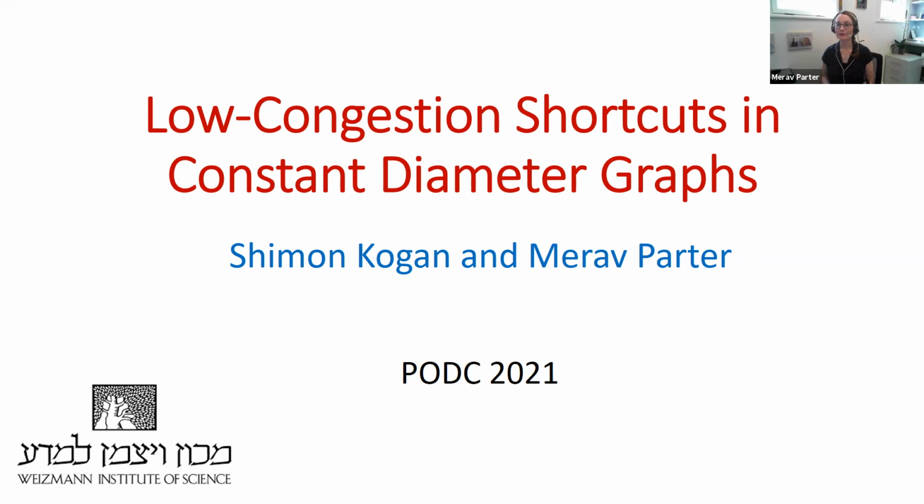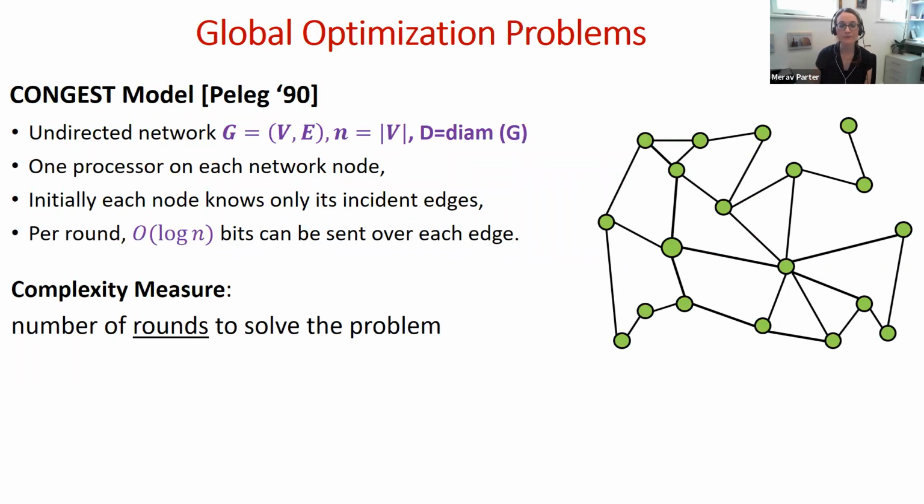So roughly speaking, low congestion shortcuts were introduced by Ghaffari and Haeupler, and these shortcuts provide a very useful communication backbone for solving global optimization problems in the CONGEST model of distributed computing. So I'll start with a brief introduction into this model.